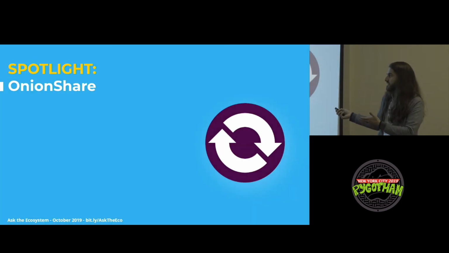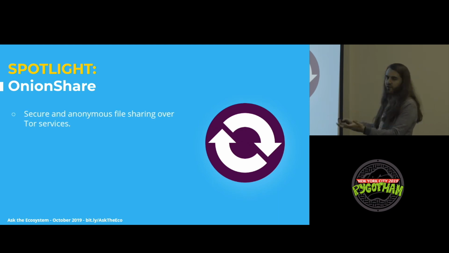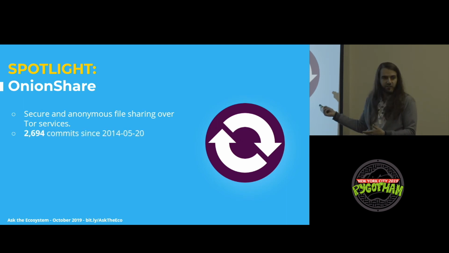So, spotlight on this is OnionShare. This is a secure, anonymous file sharing over Tor services. It's written by Micah Lee. He works at The Intercept. It's a pretty cool application. It's 2,700 commits. Like I said, not all applications need to be really, really huge. I'm pretty sure this has one primary maintainer as well.